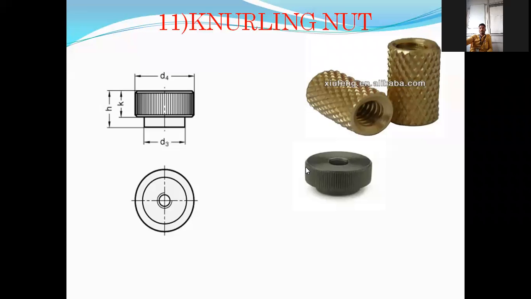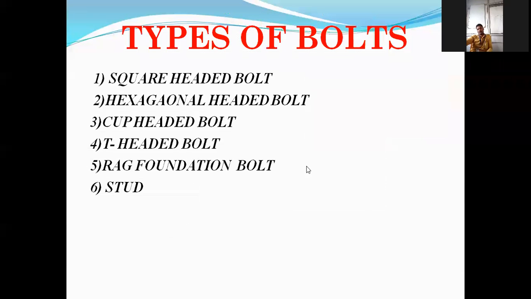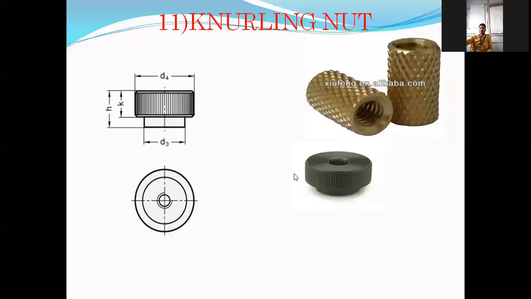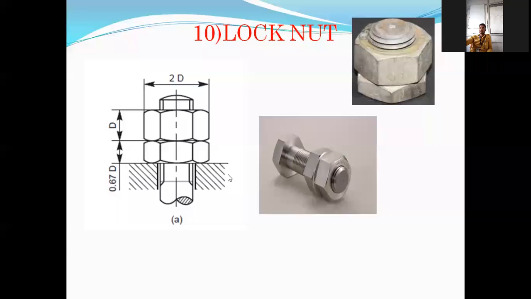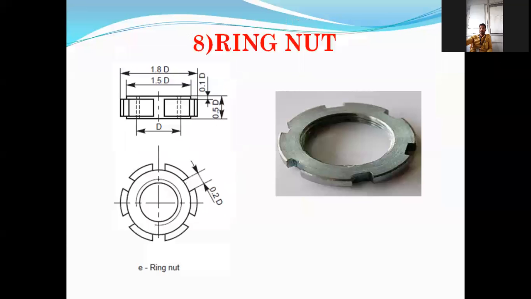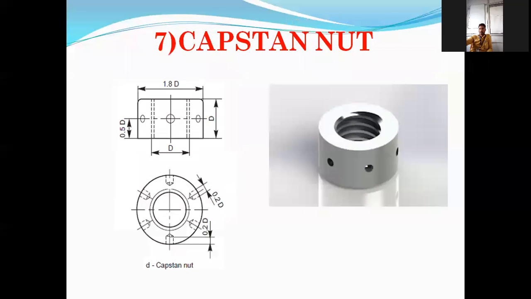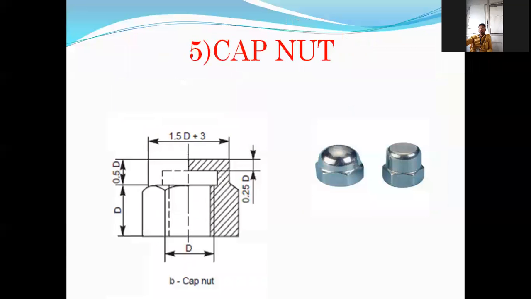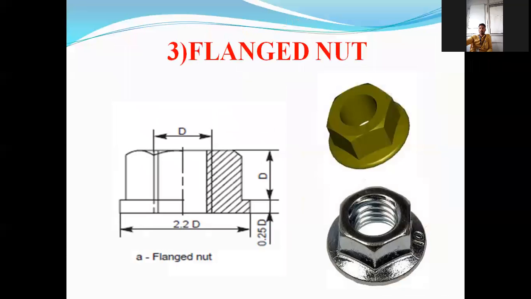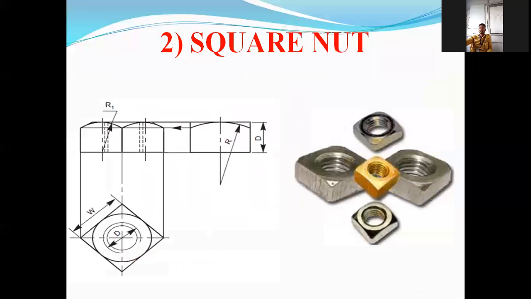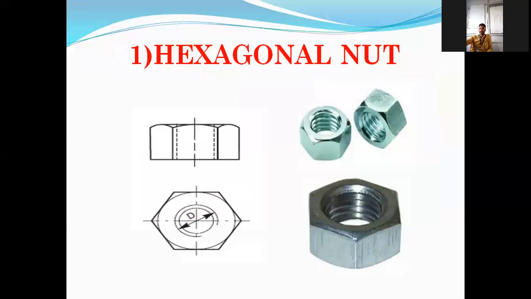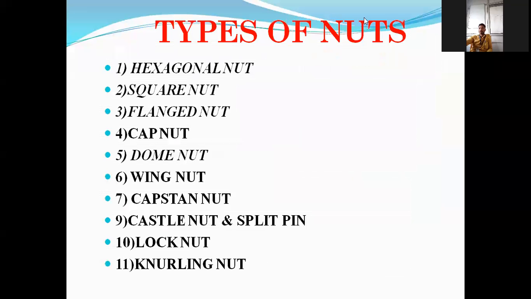Likewise, we have seen types of nut. Further, we will see types of bolt in next lecture. Okay. So, which types we have seen? Knurling nut, lock nut, castle nut, ring nut, capstan nut, wing nut. We have seen yesterday cap nut, dome nut, hinged nut, square nut, hexagonal nut. Likewise, types of nut we have seen.